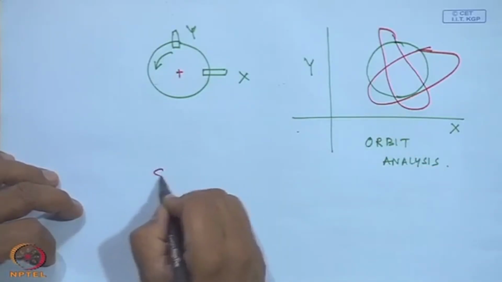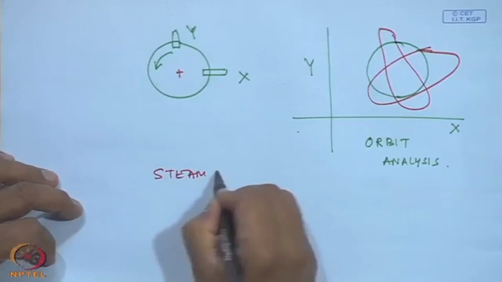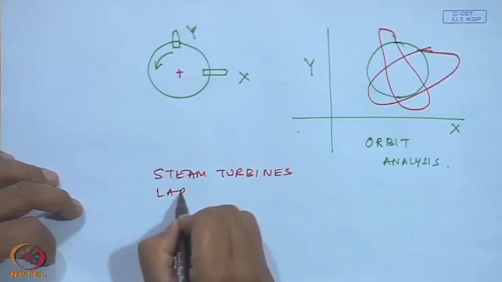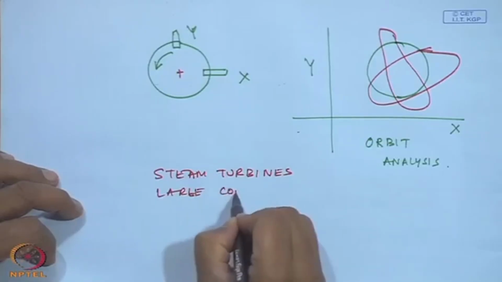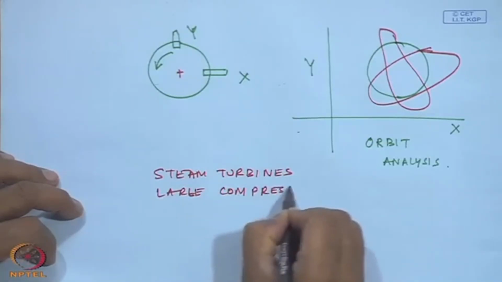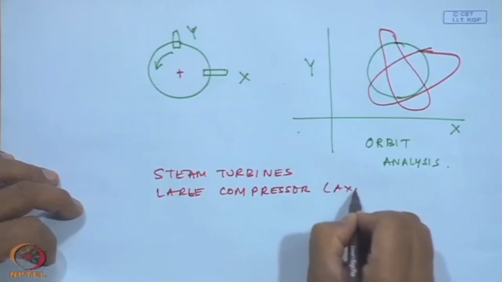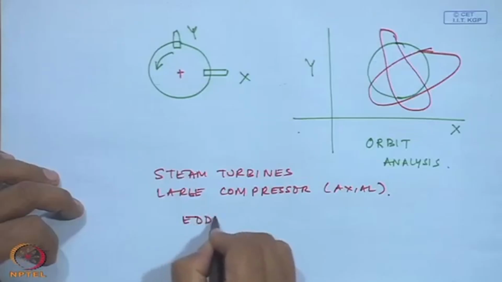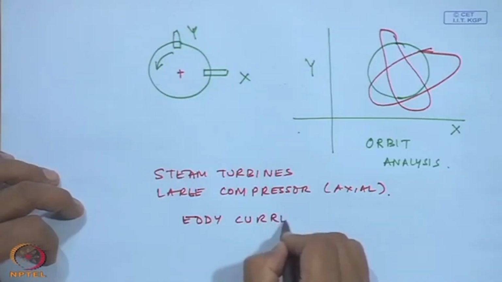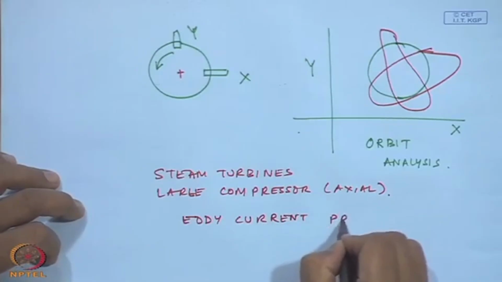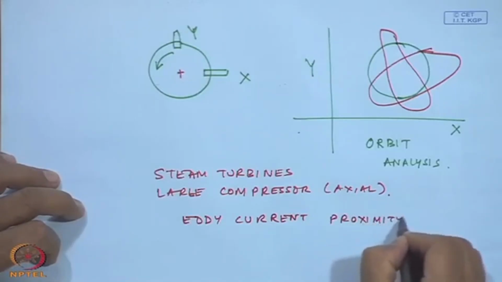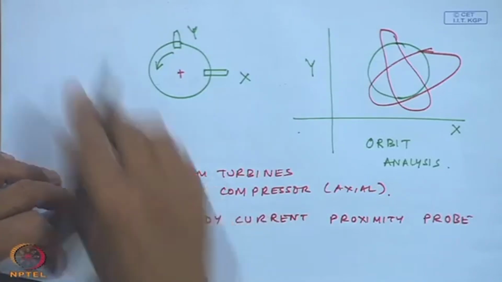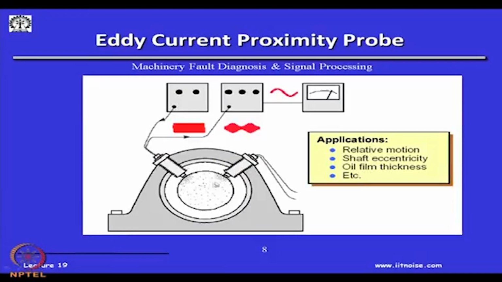So, usually in steam turbines, large compressors, axial machines, we can put such eddy current proximity probes to measure the relative motion between the shaft and the casing.